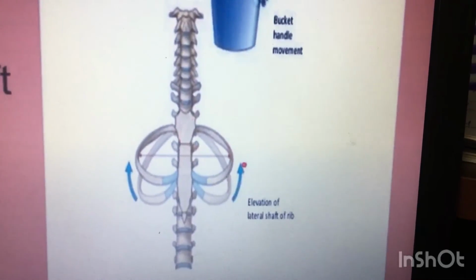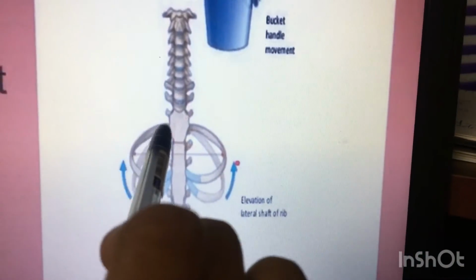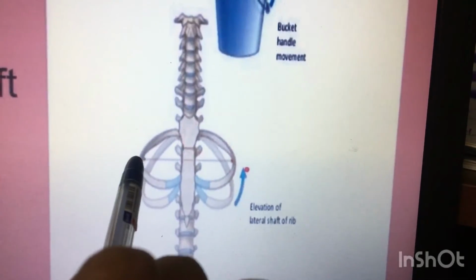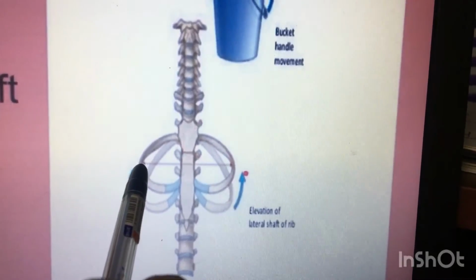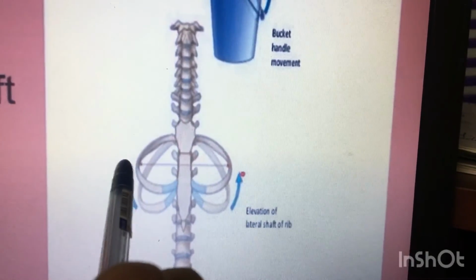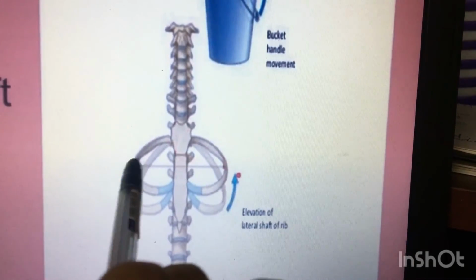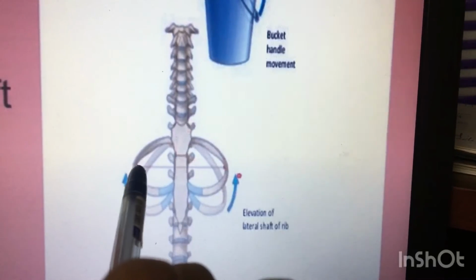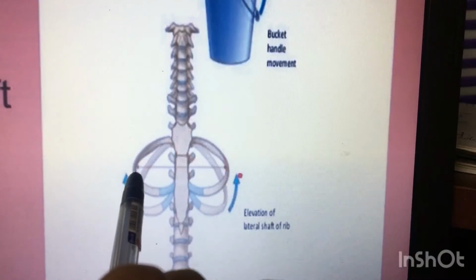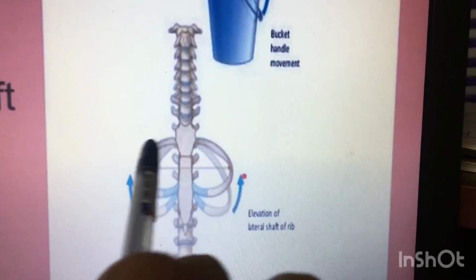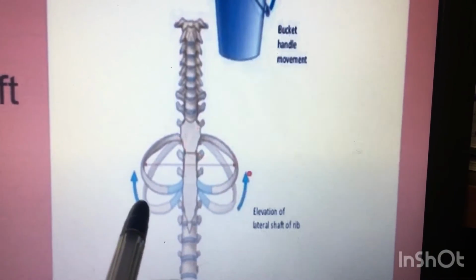So next, the transverse diameter. Here you can see the middle of the shaft. So this is the shaft and this is the middle part. The middle of the shaft of the rib lies at a lower level than the plane passing through the two ends. So there is a plane passing. Here you can see the middle of the shaft is lower than both of the ends. So it is slightly lower than these two ends. Therefore, during elevation of the rib the shaft also moves outwards.